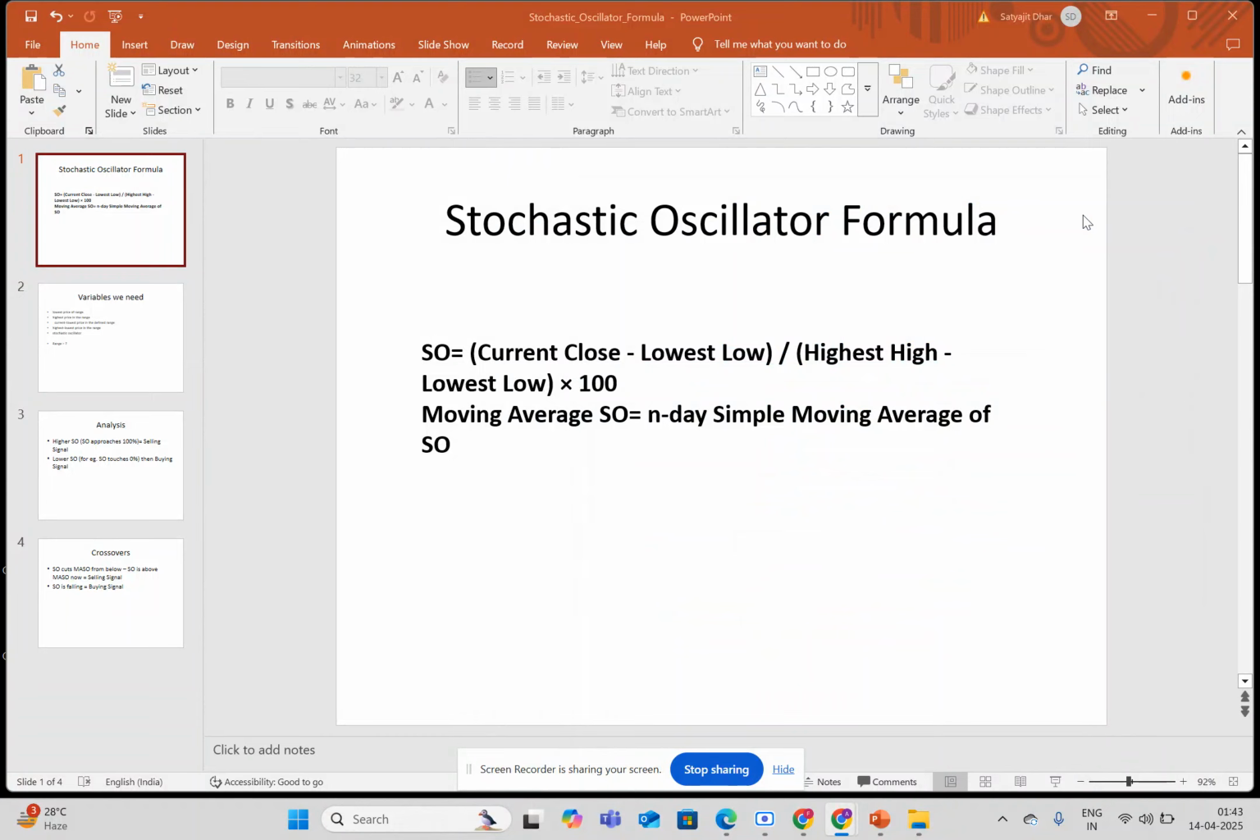This video will be in the playlist Trading Strategy Indicators, and today's video will be a short video on stochastic oscillators. So the formula for the stochastic oscillator is current close minus lowest low of a given range, divided by highest high minus lowest low of a given range, into 100. So the whole into 100.